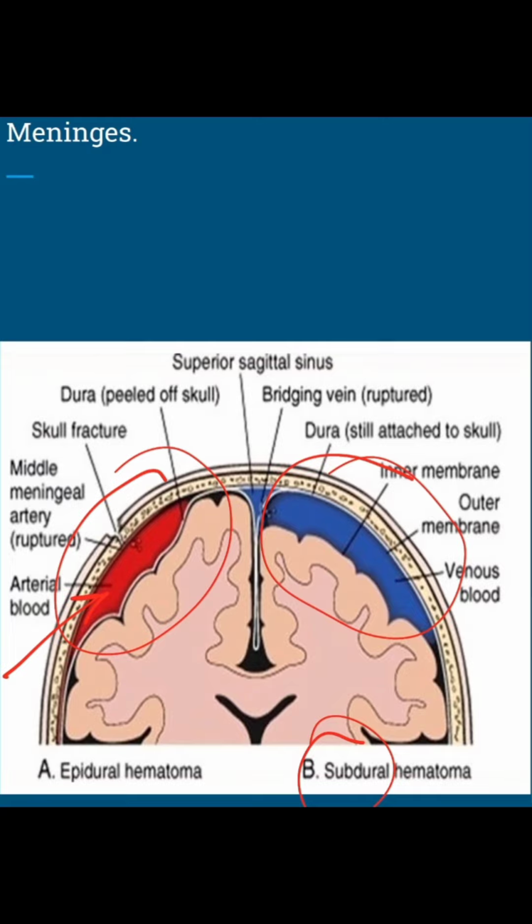The venous blood collects between the dura and arachnoid layers, shown in blue. For Step 1, note that subdural hematomas often present with a more gradual onset of symptoms like a headache or confusion, compared to the rapid progression of an epidural hematoma. The diagram also highlights the superior sagittal sinus and the layers of the dura, reinforcing where these bleeds occur relative to the meninges. Knowing these distinctions is key for Step 1 questions on neuroimaging and trauma scenarios.